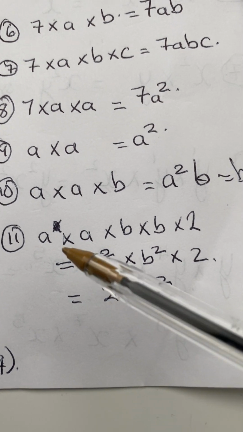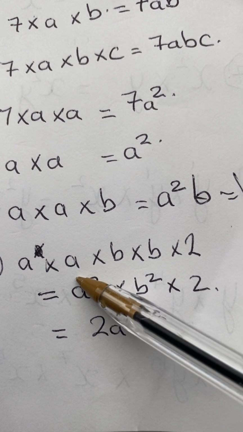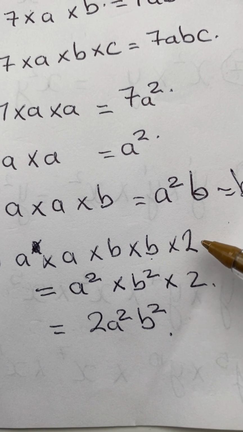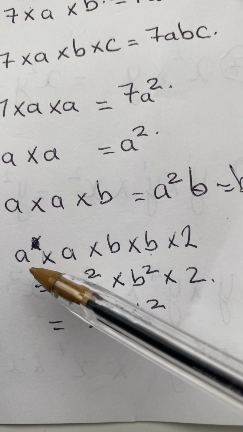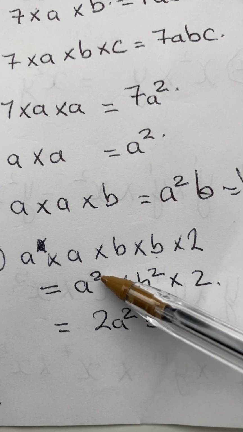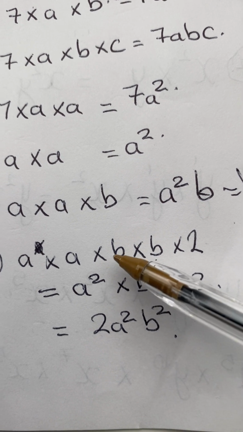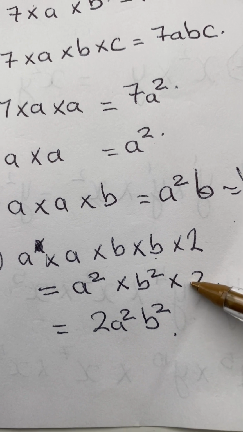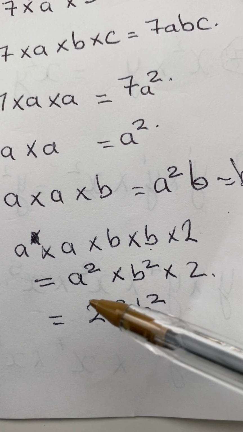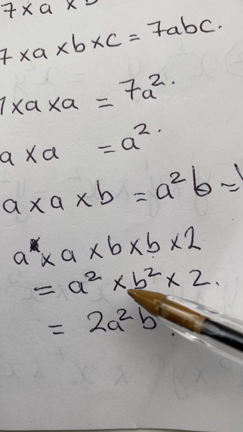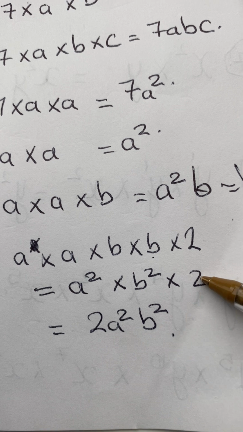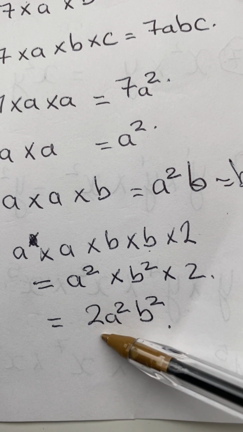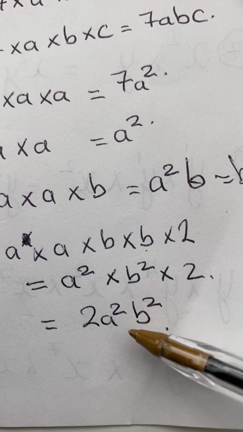Now the next example, a times a times b times b times 2. So as we saw, a times a is a to the power 2. b times b is b to the power 2, times 2. So now we have a squared b squared times 2. So to rearrange it, we have 2a squared b squared.